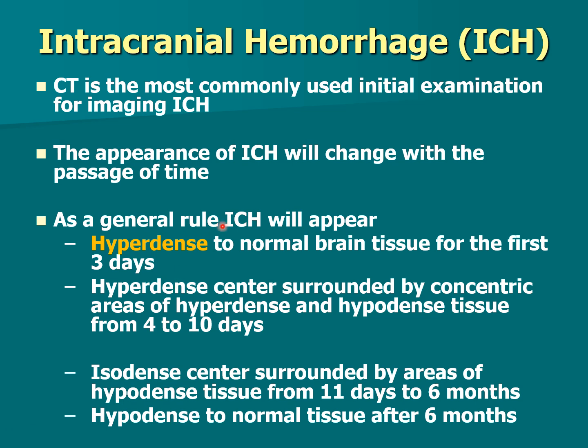As a general rule, the ICH, the intracranial hemorrhage, will appear hyperdense to the normal brain tissue for the first 3 days. Then you will get a hyperdense center. It's still dense in the center, surrounded by concentric areas of hyperdense and hypodense tissue. This clot starts dissolving on the outside, so you're going to get less density on the outside, but a hyperdense center. After a while, it will become isodense from 11 days to 6 months, and this is really variable. And then after 6 months, it will be hypodense, less dense than the normal tissue.